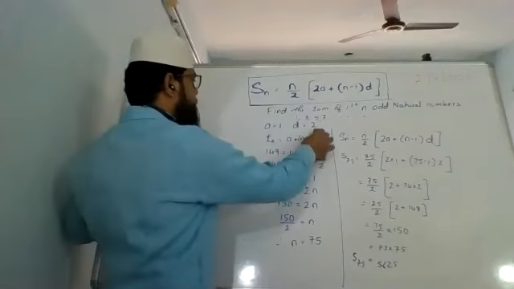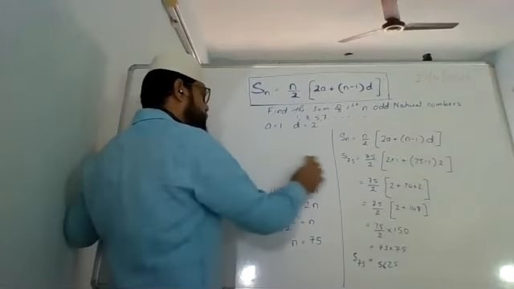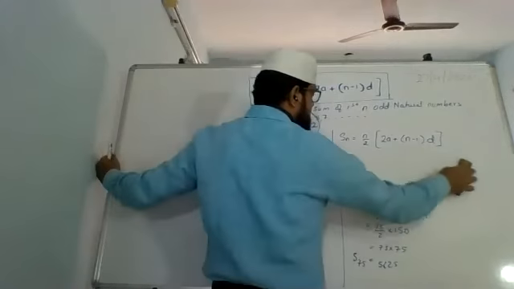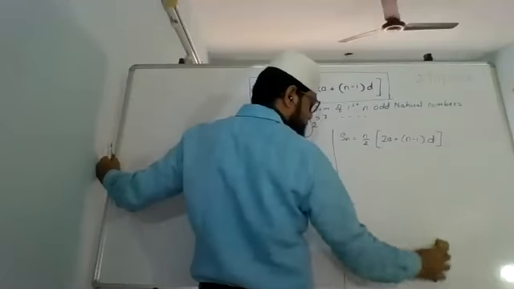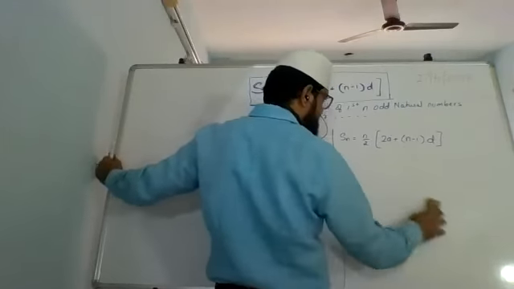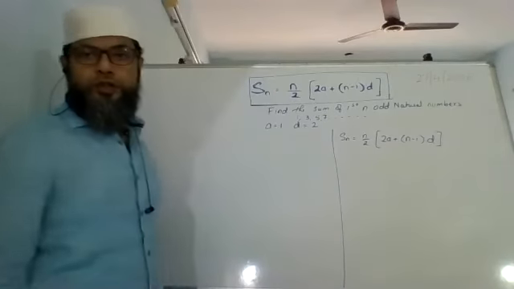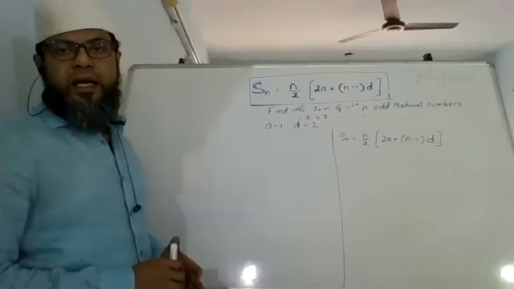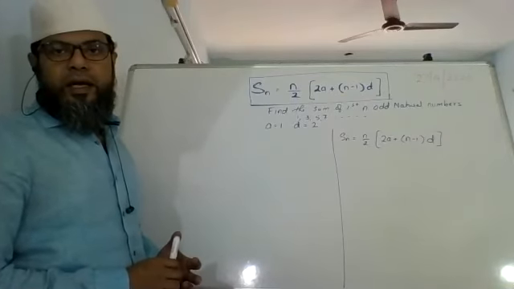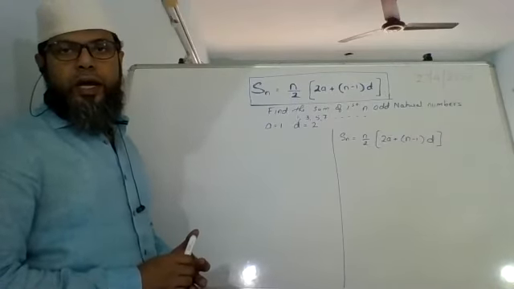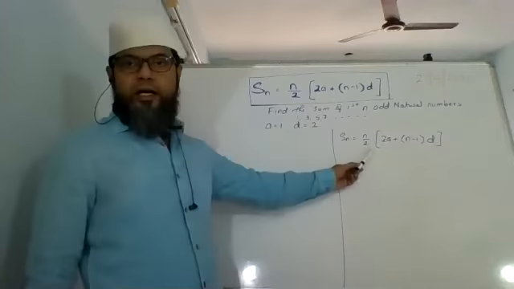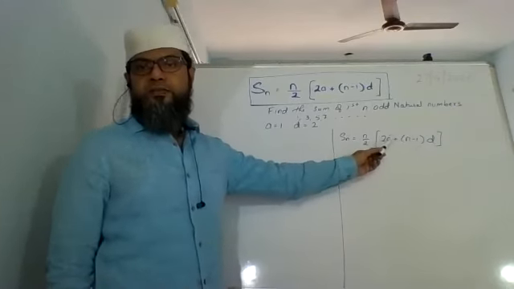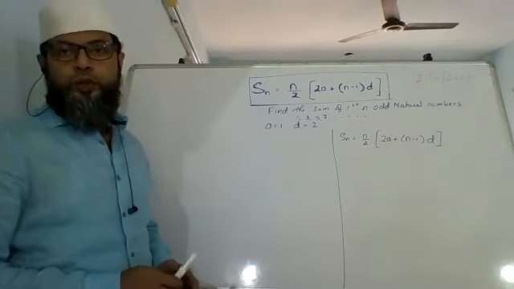So we are not going to use the last term formula. We are directly going to use the formula for the sum of numbers. What is the formula? Sn equals n upon 2 into bracket 2a plus n minus 1 d. This is the formula that we are going to use.